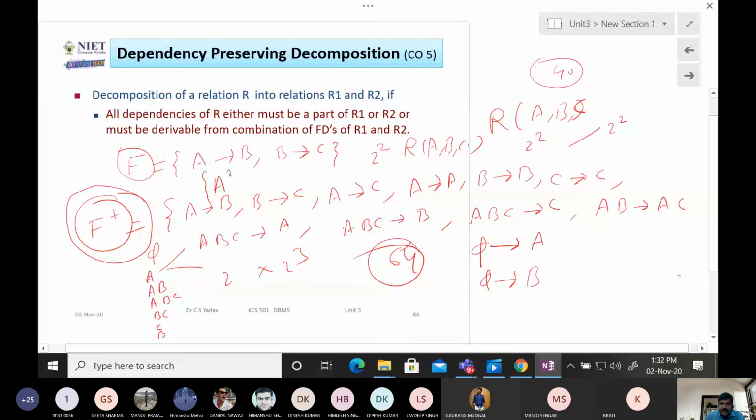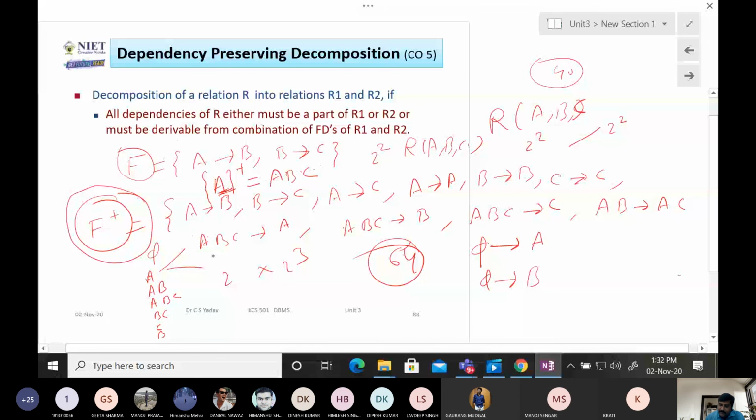Suppose we find the closure of attribute set A, which is A, B, C. Then from A, A determines B is valid, A determines C is valid, A determines AB is valid, A determines BC is valid, A determines AC is valid. Did you get it? Hello? Yes, sir.